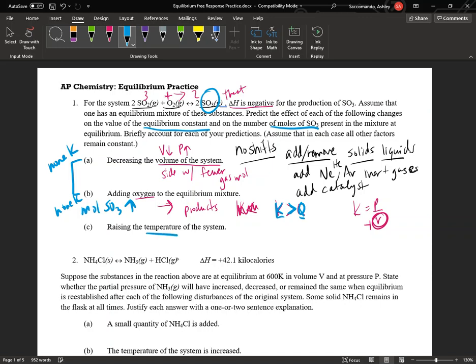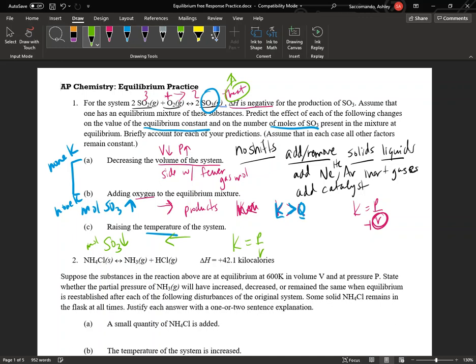So for this one, we are raising the temperature. Now, we're raising the temperature, and we know that heat is a product. So we're actually increasing the products. Which way does it proceed in that case? Yes, it's going to go left towards the reactants. So the SO3 moles would actually decrease. Yes, less of that.